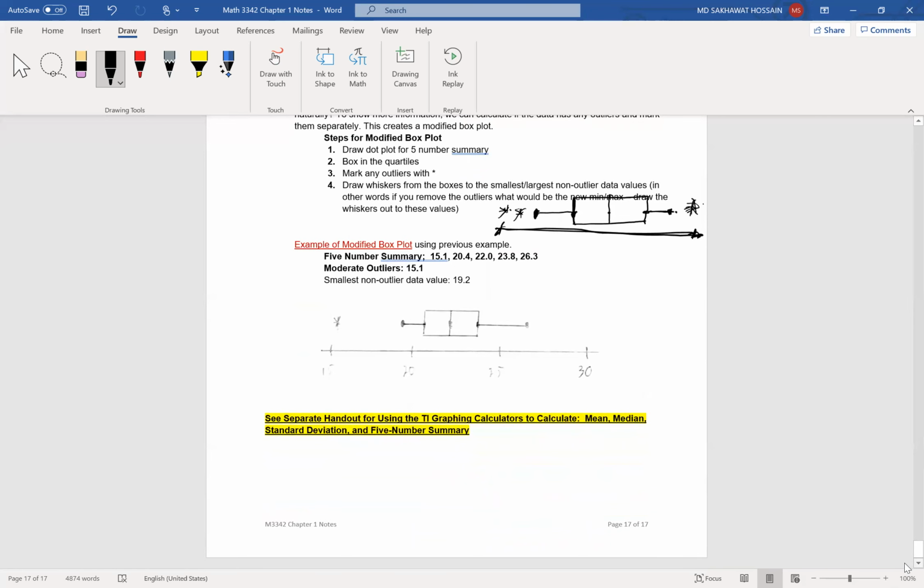Okay, so that's all about the first chapter. If you have any question, you can ask me. Now I will go over the second chapter briefly.